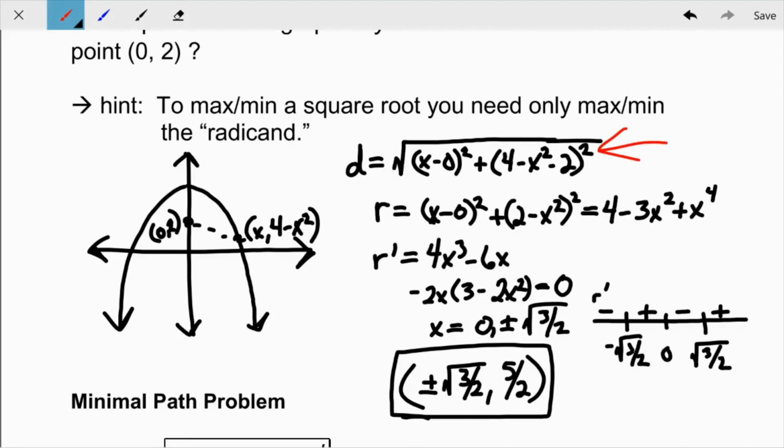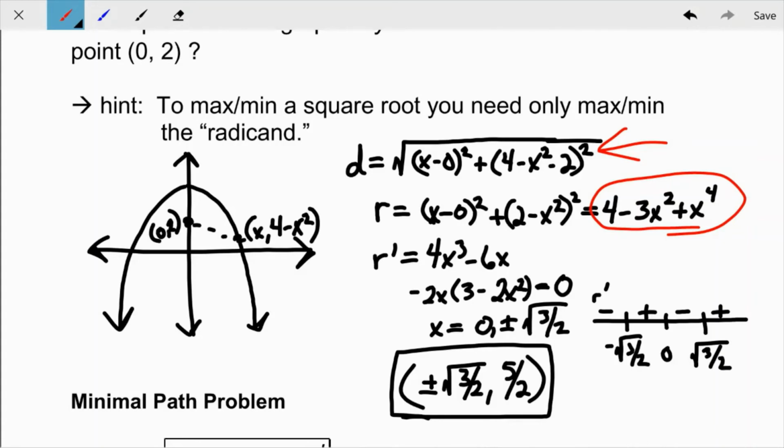Now, like it says in the hint, in this case, I'm trying to minimize the distance. If I can minimize what the radicand is, then it's going to minimize the overall function. So what I did was I just defined a new function r to be my radicand function, and now this is all I have to work with. I don't have to mess with all that square root stuff. So I took the derivative, I set it equal to 0, and I got 3 critical points.